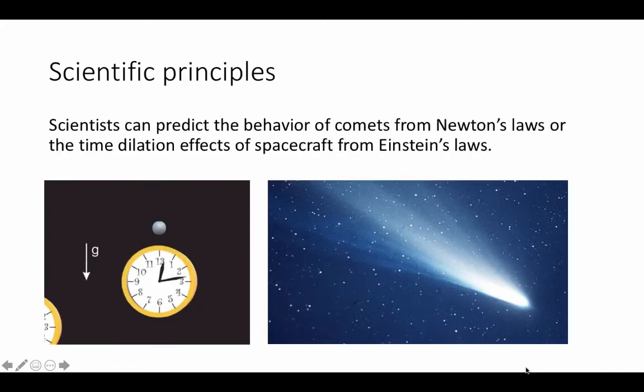Scientists, for example, can predict the behavior of comets from Isaac Newton's laws, or the time dilation effects of spacecraft from Einstein's laws. And satellite scientists have to apply Einstein's equations, especially for GPS satellites, just to ensure that they're accurate. If you're an engineering student designing a roller coaster or whatever, you're applying a lot of Newton's laws. In fact, most engineering students are literally learning every single application of one of Newton's laws, F equals ma, force equals mass times acceleration, in all sorts of different contexts. So you're taking this kind of immutable, certain law and then applying it.